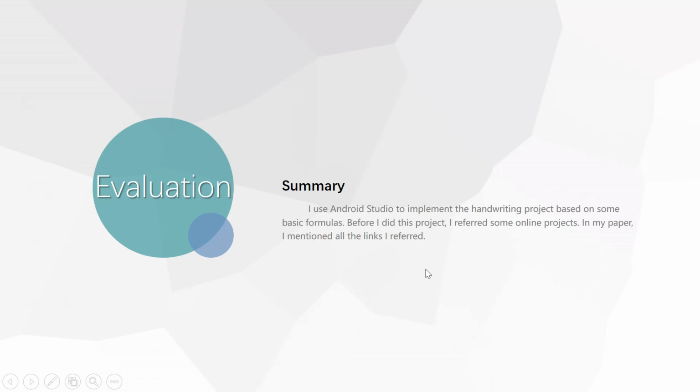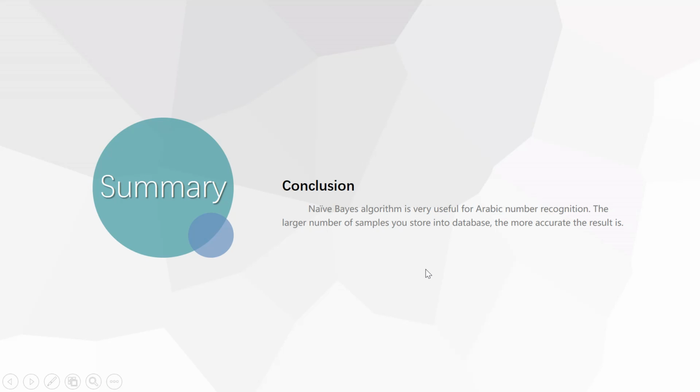Let's return back to the slides. Okay, so the conclusion is the naive-Bayes algorithm is very useful for Arabic number recognition, and the larger the number of samples you store in your database, the more accurate the result is, as we mentioned in our demo.